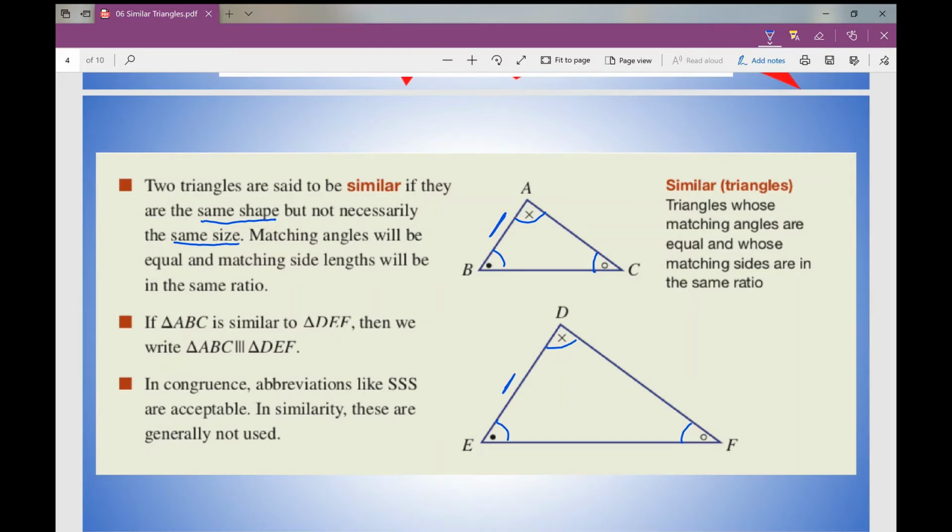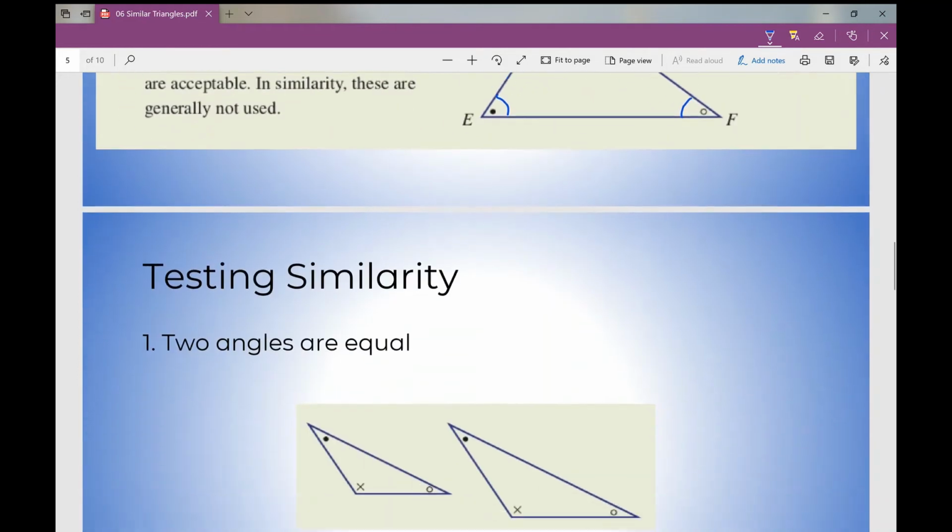And the way we write when two triangles are similar is we actually use these 3 vertical arrows. When we were doing congruence, we used the 3 horizontal arrows to say that the two triangles were exactly identical to each other. But when we're talking about similarity, we use 3 vertical lines. Alright, let's move on to looking at some tests for similarity.